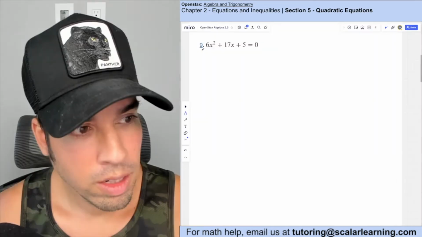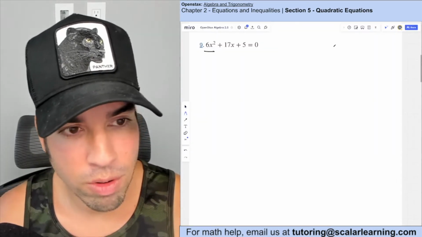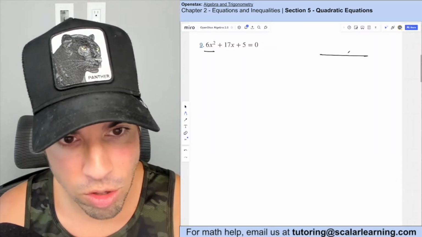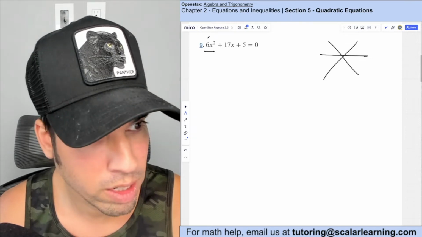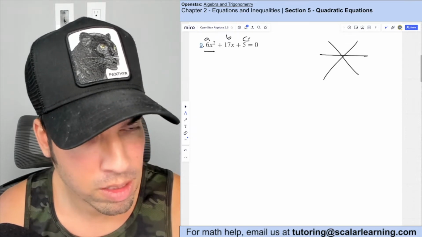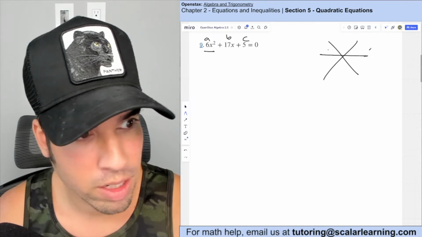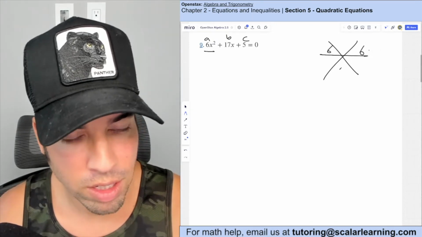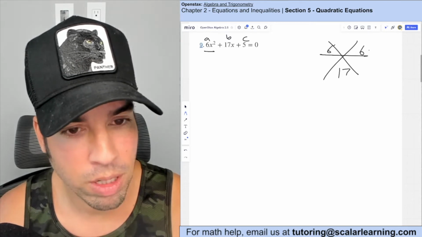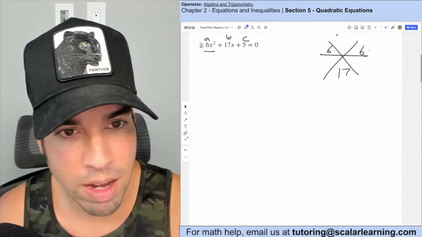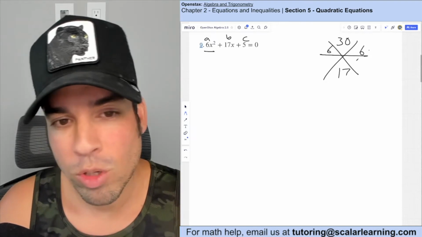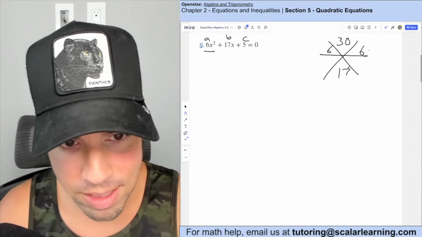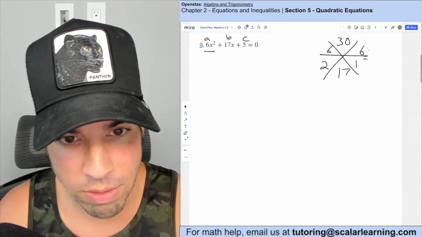Done. In this one, we have a leading coefficient, which means we have to use the star method to factor. So again, if this is my A, B, and C, I put the A up here and here. That would be 6 and 6. I put the B down here, which is 17. And then I put A times C, 6 times 5, up here, which is 30. What two numbers multiply to 30 and add to 17? That would be 2 and 15.